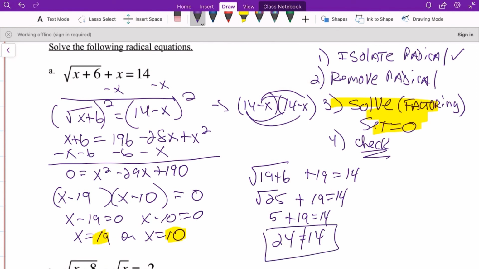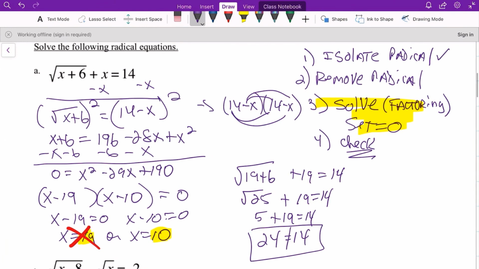So this one is an extraneous solution. So I'm going to cross this one off. 19 doesn't work. Let's try 10 and see if that one works. So we're going to do the same thing here.